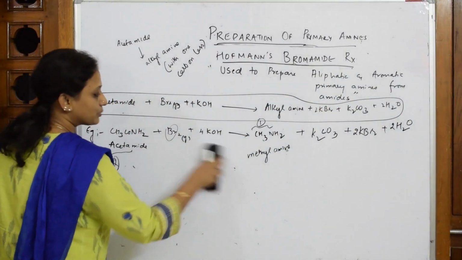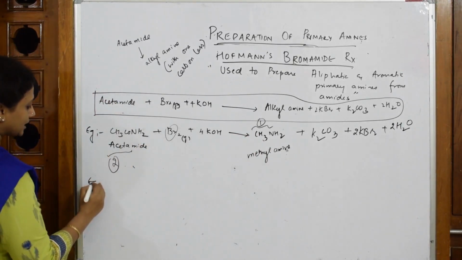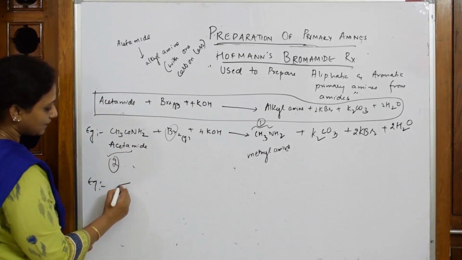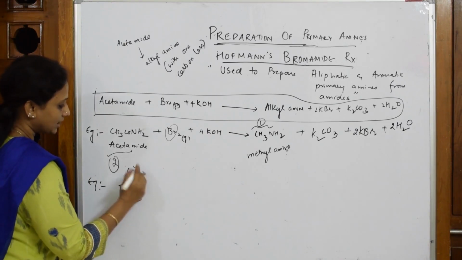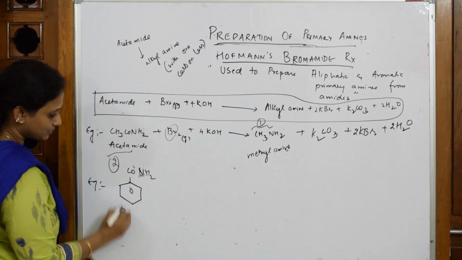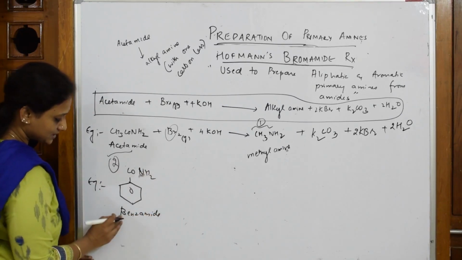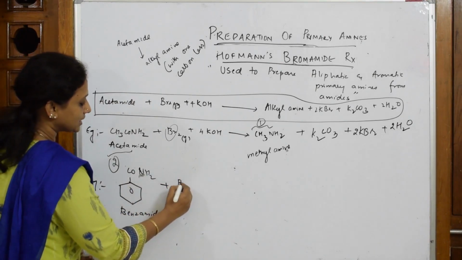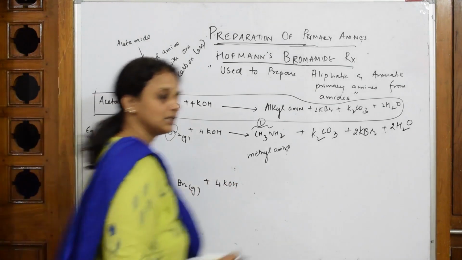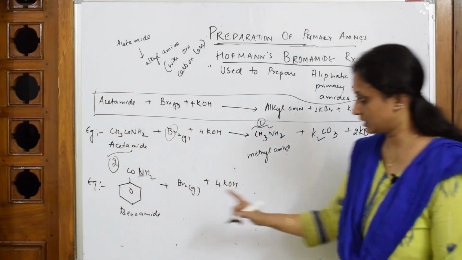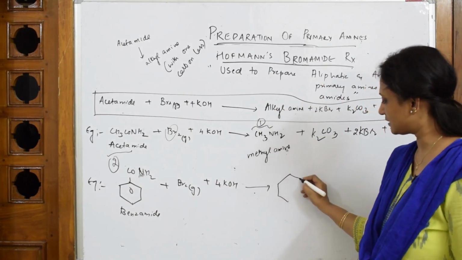Now this is your aliphatic amine, isn't it? Now let us prepare an aromatic amine. So for that, what am I going to do? I am going to take benzamide. This is CONH2, benzamide. To this benzamide, I am going to add bromine again. You add 4 KOH. Same thing. Here you are going to get 1 carbon less. Careful.